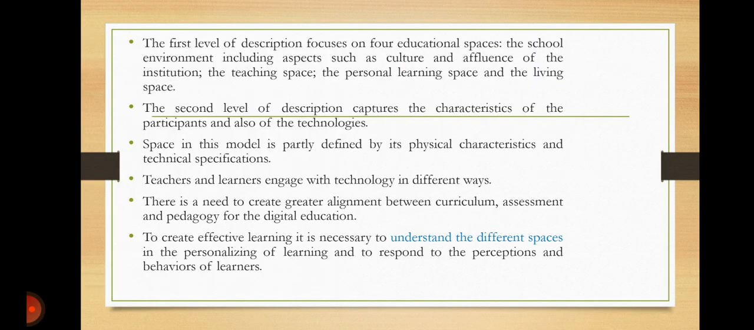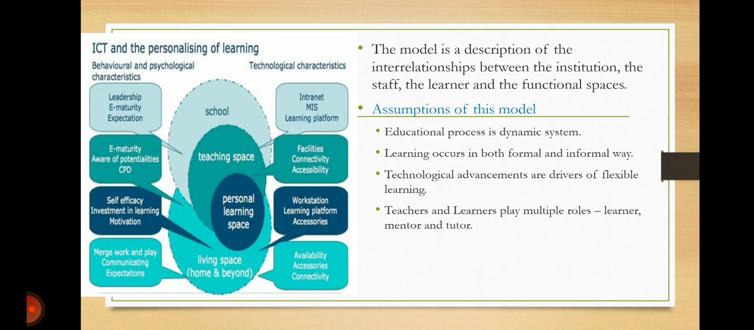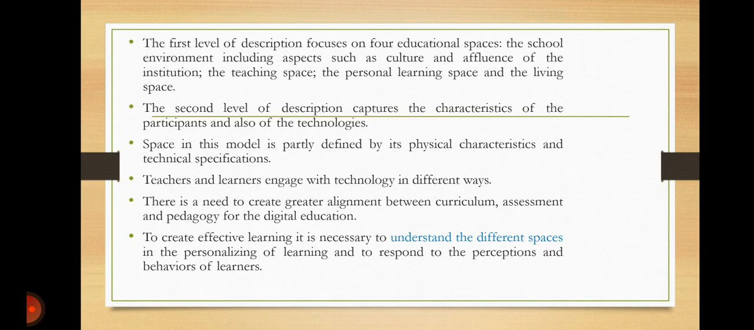Now, in this framework, the first level depicts the educational spaces. Second level depicts the characteristics of participants. And the third level includes technology in learning. As can be seen from the diagram, if you traverse the diagram from top to bottom, row wise, we can see these levels. And understanding different learning spaces is important to exhibit personalized learning experience, which is the ultimate need of today's learners.